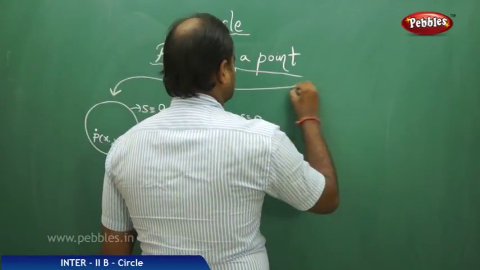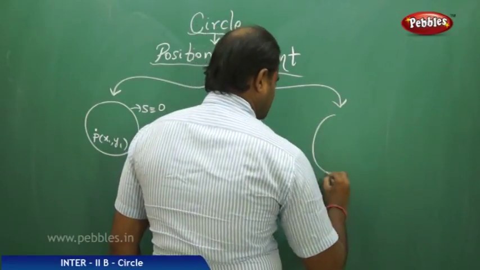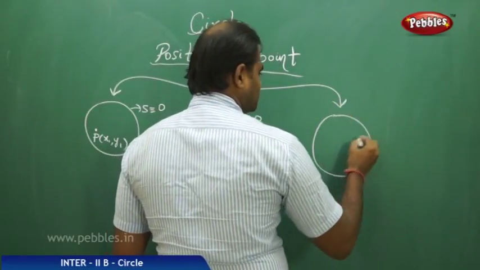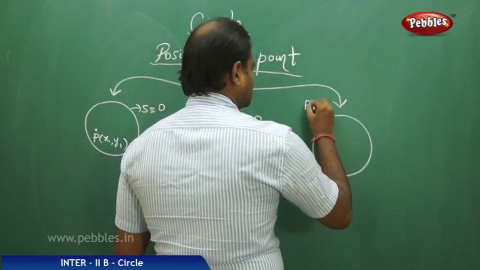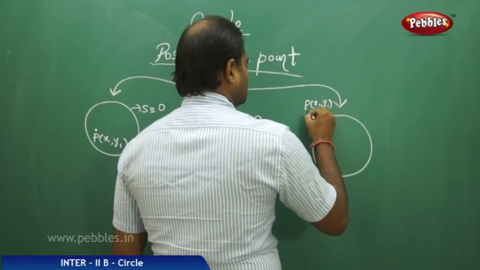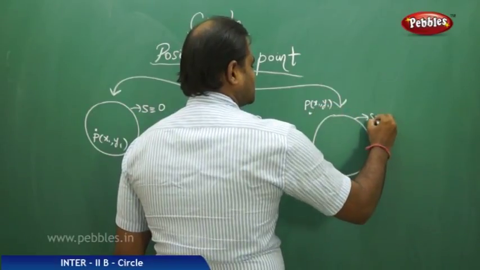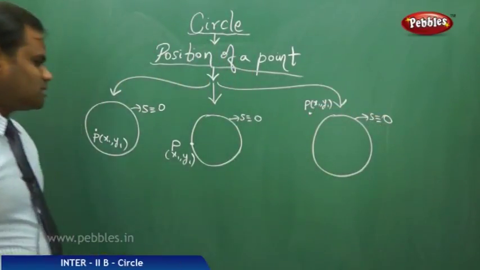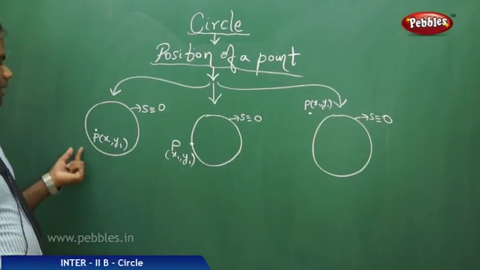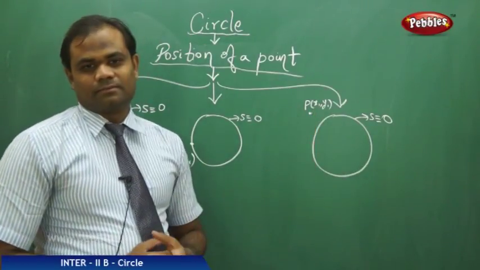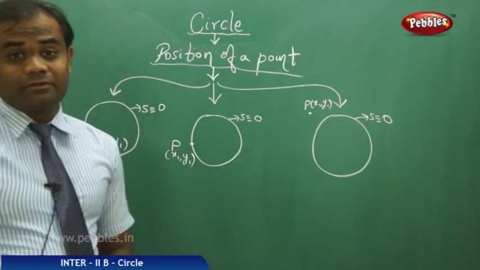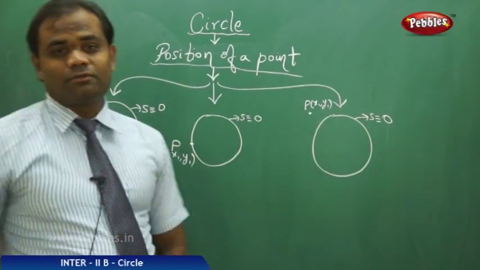And the third possibility is that the point P lies outside the circle, S equal to 0. So these are the three cases where a point P lies inside, on, or outside the circle. This is how we understand the three different cases of position of a point.